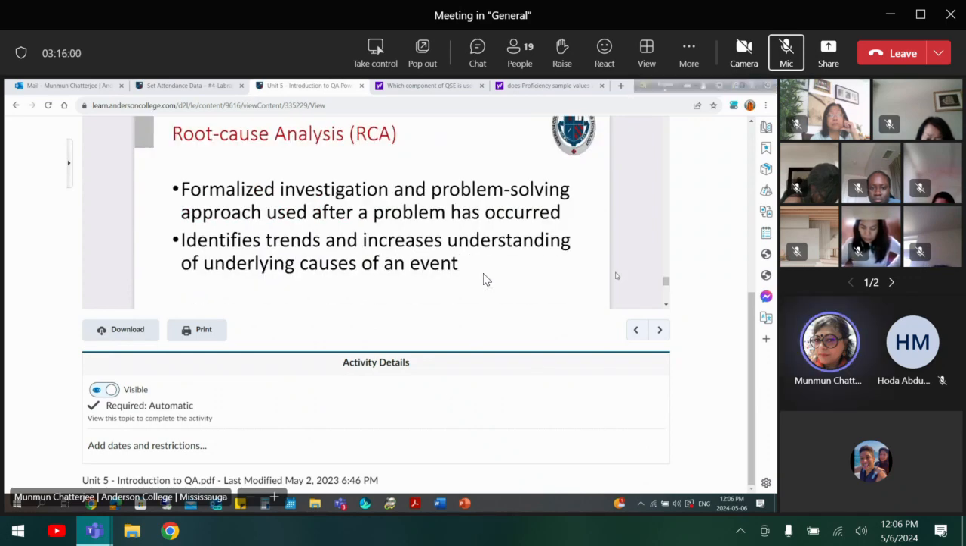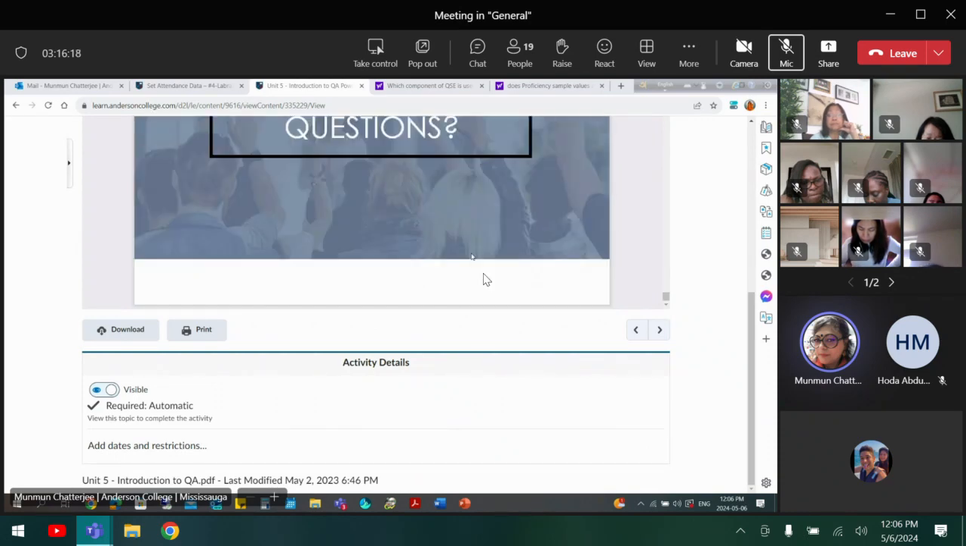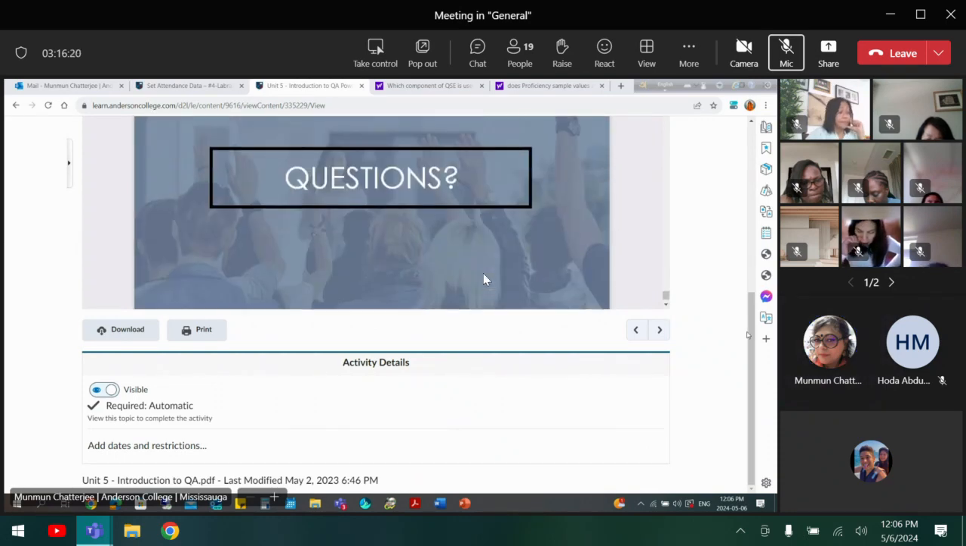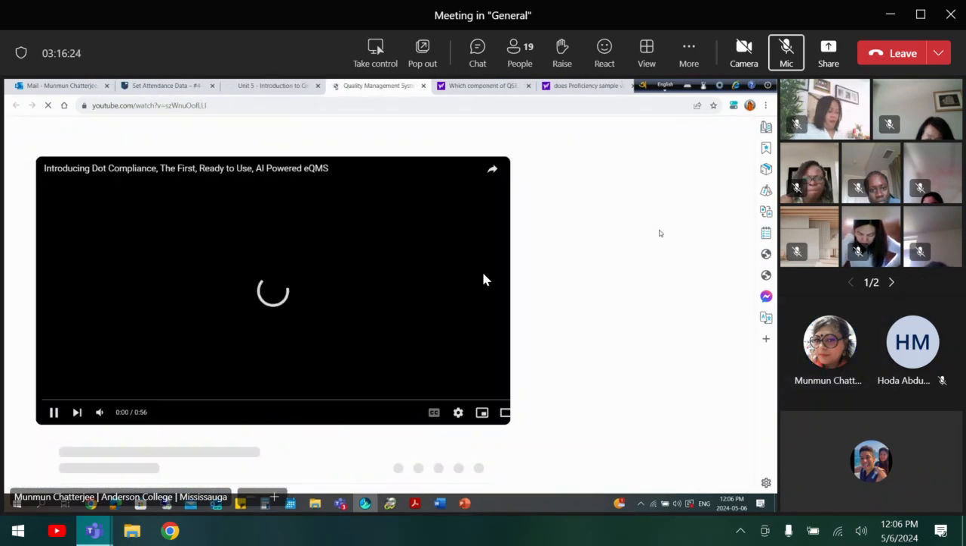Root cause analysis, or RCA, is a formalized investigation and problem-solving approach used after a problem has occurred. I'll give you an example. It identifies trends and increases understanding of underlying causes of an event, obviously. These are the different references. What are the questions? Do you guys have any questions? What is next? Okay.